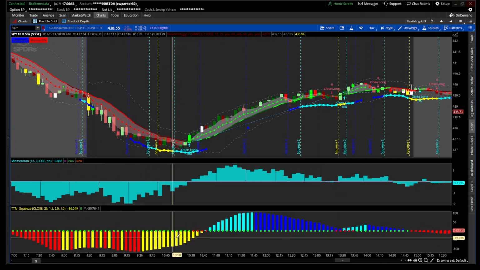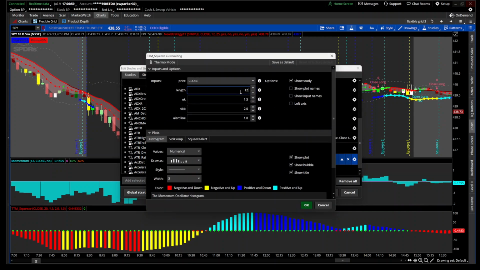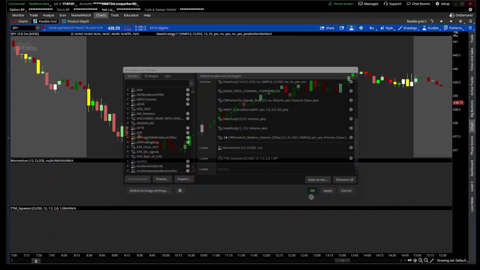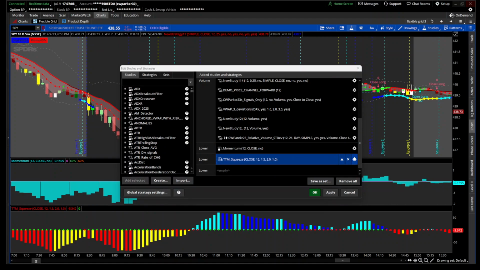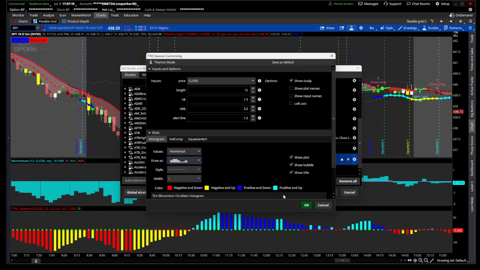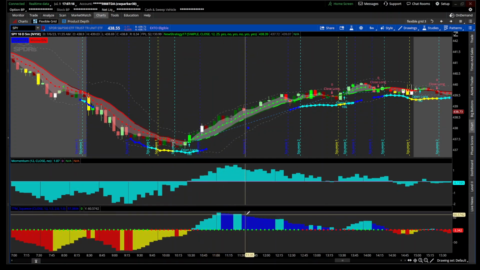And you can see this is the TTM squeeze right here, and I have it set to 20. So let me change this to 12 as well. It's still in the close. So that's basically it. You can see how this mimics the momentum, you know. So that's basically it.